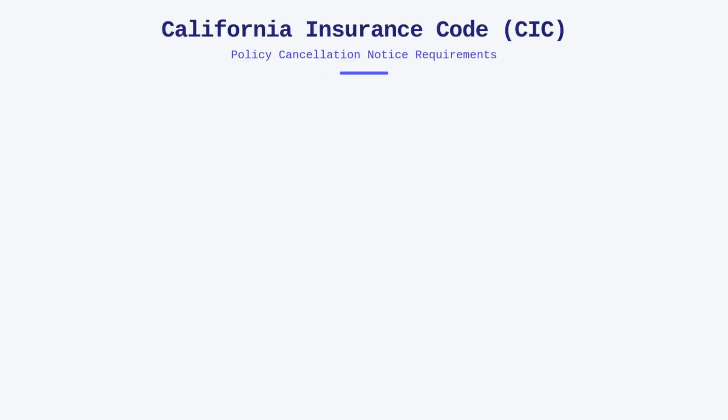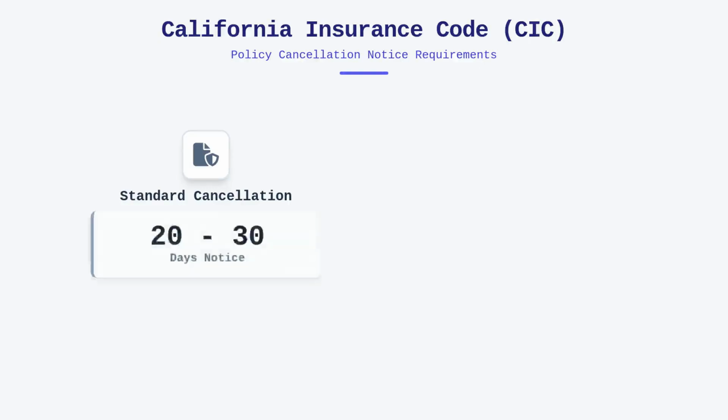The California Insurance Code, or CIC, establishes definitive operational baselines for canceling property and casualty policies, which typically require a standard advance notice time frame of 20 or 30 days, depending on the specific line of business. However, when an insured fails to pay their premium or when the insurer discovers proven fraud, the risk profile changes immediately, prompting the code to provide an expedited statutory mechanism.